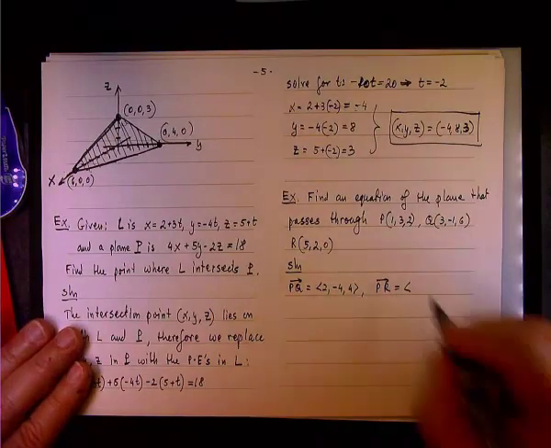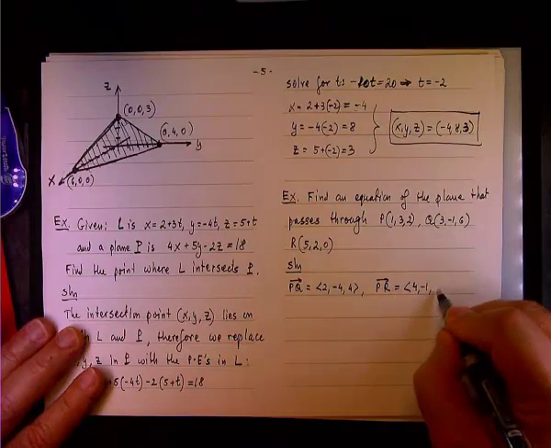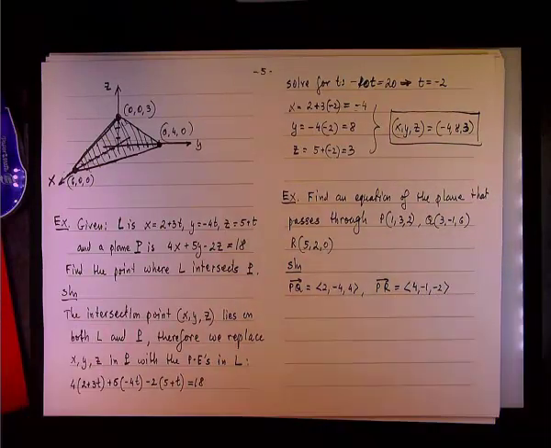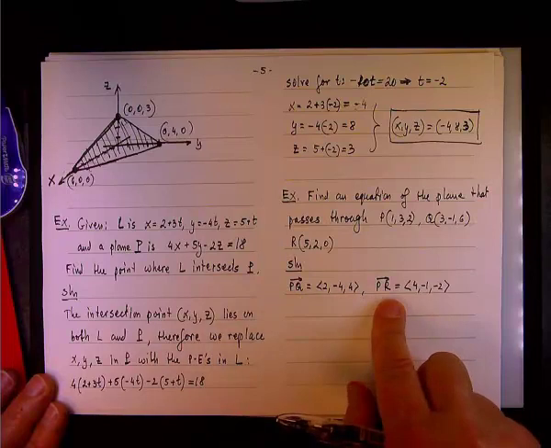We have 3 points, so we're going to let the vector PQ, and PQ equals what? 3 minus 1 is 2, negative 1 minus 3 is negative 4, and 6 minus 2 is 4. And we also have the vector PR, so R minus P: 5 minus 1 is 4, 2 minus 3 is negative 1, and 0 minus 2 is negative 2. Okay?